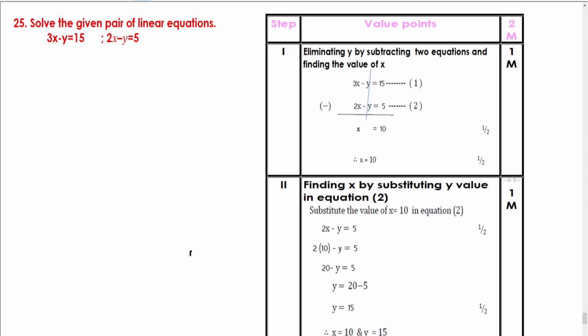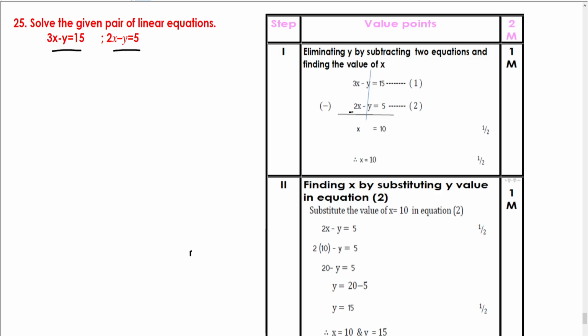Move on to the next one. Solve the given pair of linear equations. 3x minus y is equal to 15. 2x minus y is equal to 5. Again you observe, they have given it ready-made, y already identical. You need not make anything identical. So minus y cannot be cancelled. Therefore, you are changing the sign here.